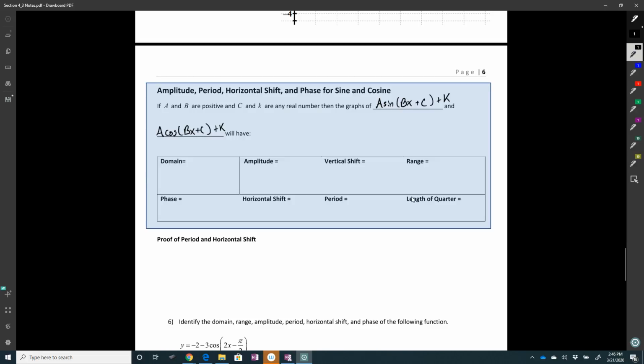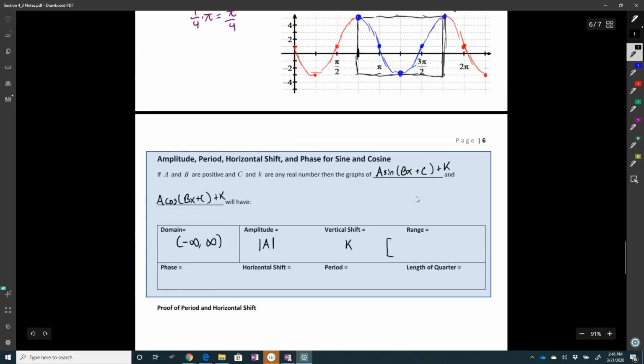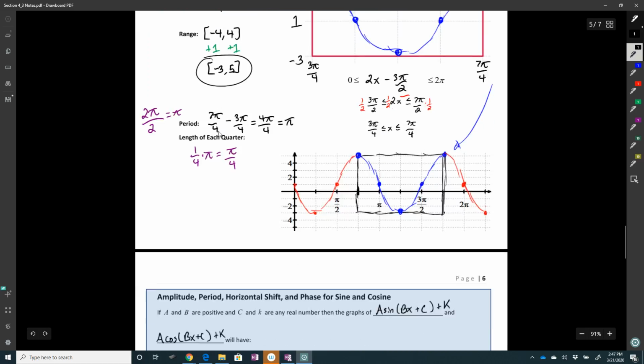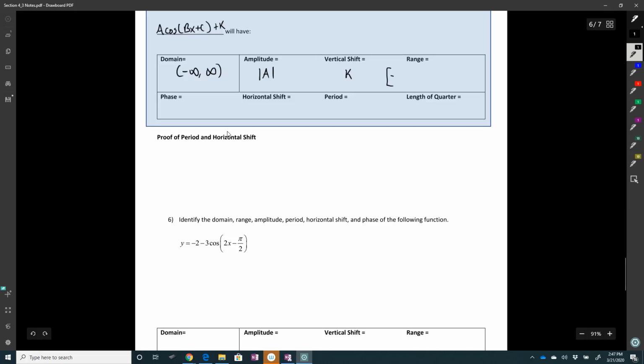So when you're dealing with a sine and cosine, the domain is always negative infinity to infinity. The amplitude is just the absolute value of a. That's what we learned in the last section. The vertical shift is just k. The range is what we talked about earlier. Notice the range is just the box: negative absolute value of a plus k to absolute value of a plus k. I don't recommend using a formula. Just kind of use your common sense.